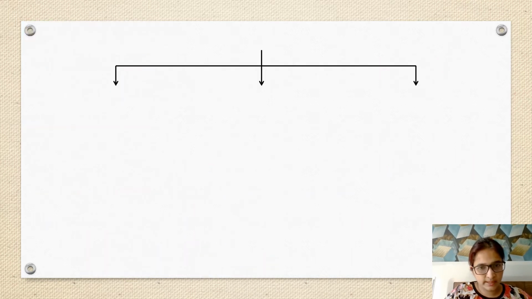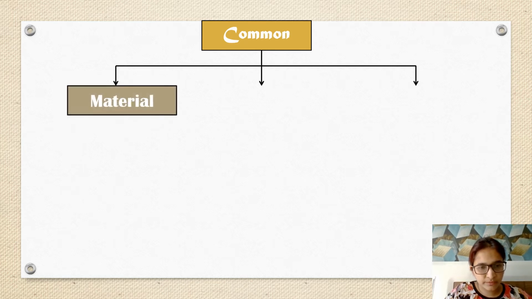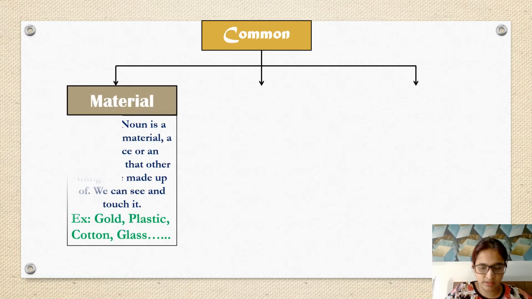Now let's go ahead and see the different types of common nouns. The first one is the material noun. Let's see what a material noun is.